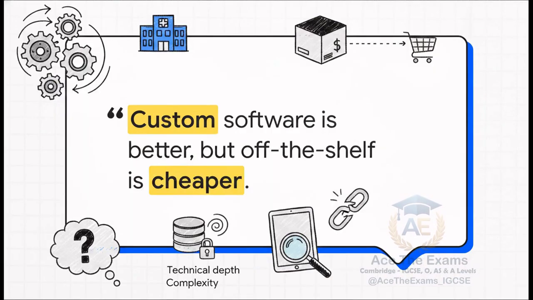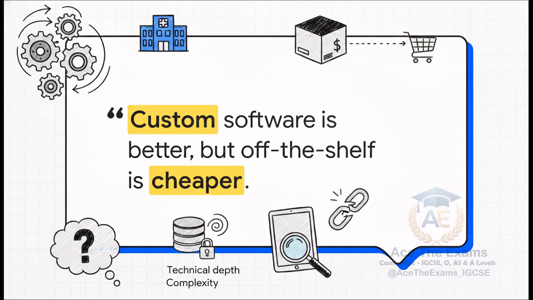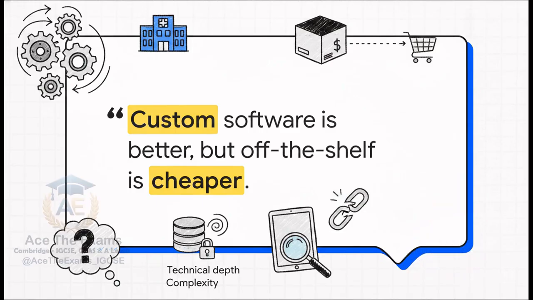Okay, welcome back. Did your mental prediction look anything like this? Custom software is better because it is made for the hospital, but off-the-shelf is cheaper. This is a highly typical, fundamentally flawed student answer. I challenge you to spot why this completely ignores the examiner's core demands.